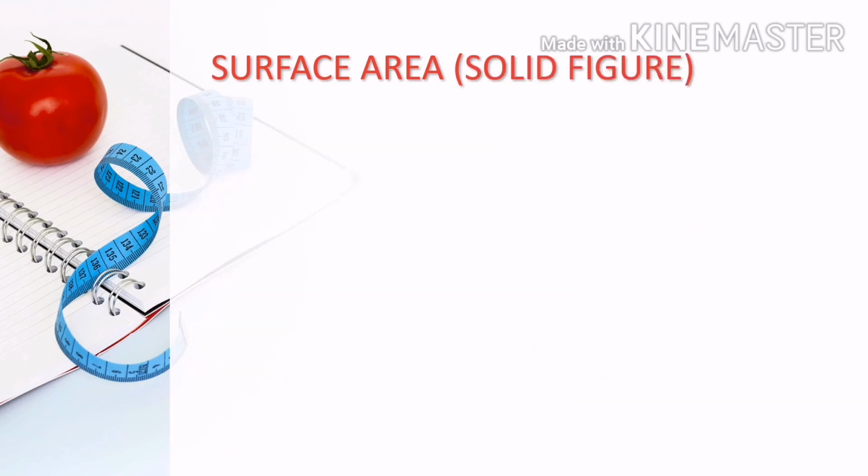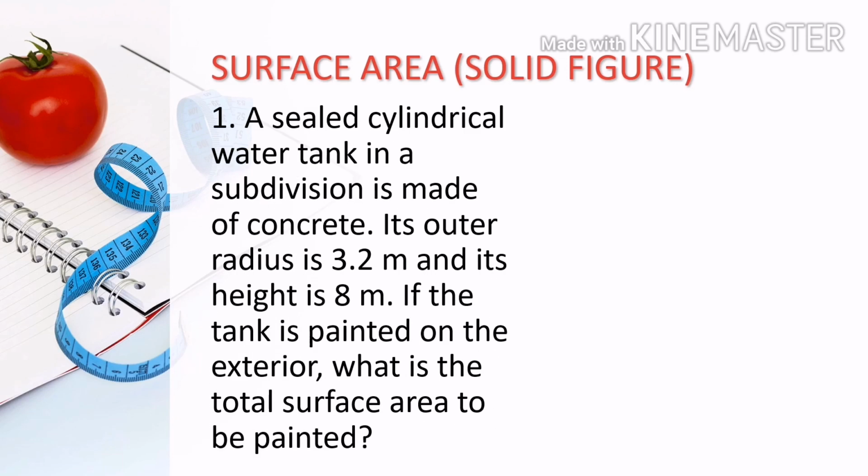Alright. So to understand this better, let us solve some problems regarding surface area of solid figures. Number 1. A sealed cylindrical water tank in a subdivision is made of concrete. Its outer radius is 3.2 meters and its height is 8 meters. If the tank is painted on the exterior, what is the total surface to be painted? The question is, what is the total surface area to be painted? When you paint it, you paint the top, the whole side, and the bottom.